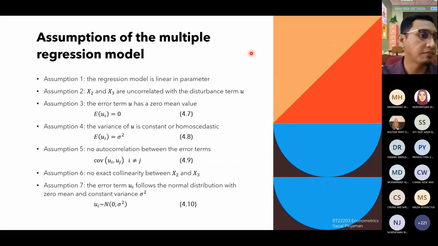And assumption number 7 is that the error term mu follows the normal distribution with zero mean and constant variance. So here we have the error term, which is normally distributed with zero mean. This zero mean is just the same as in assumption number 3, with a constant variance represented by this sigma square. So the variance is constant, just like mentioned in assumption number 4.